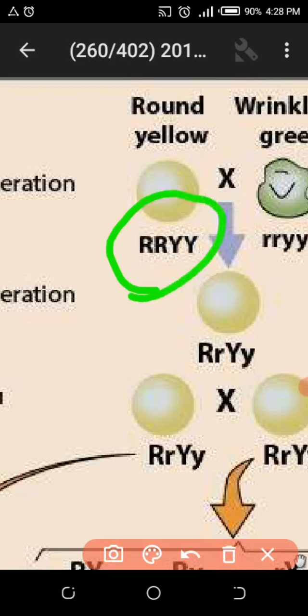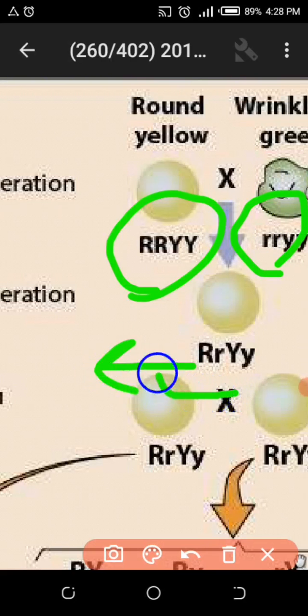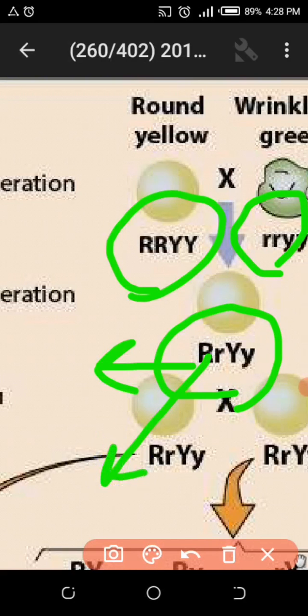So what happened in this crossing? In the F1 generation, a dihybrid offspring is produced. What is a dihybrid? Two heterozygous conditions were produced: capital R, small r, capital Y, small y. Round yellow was the result in the F1 generation.